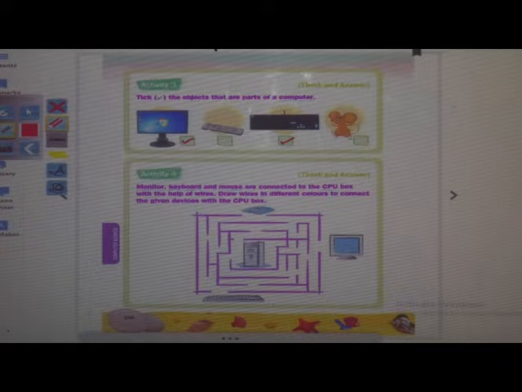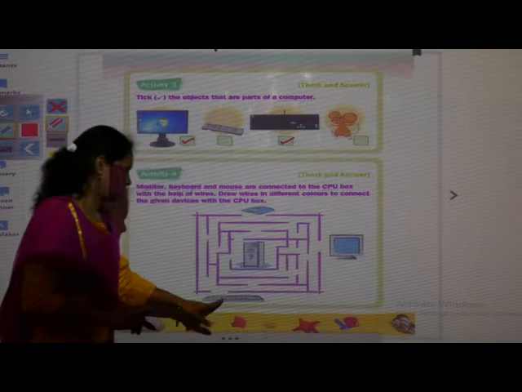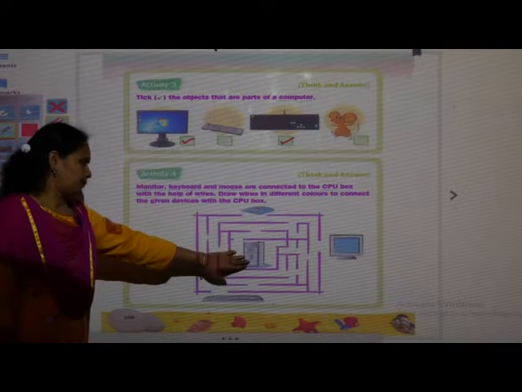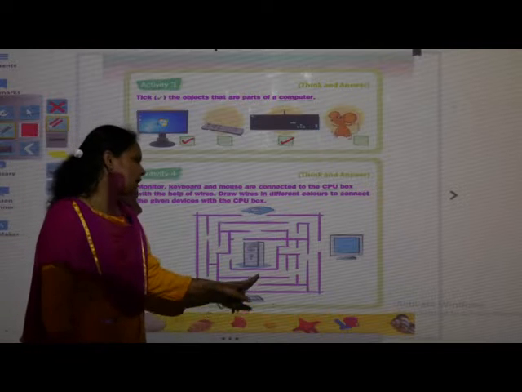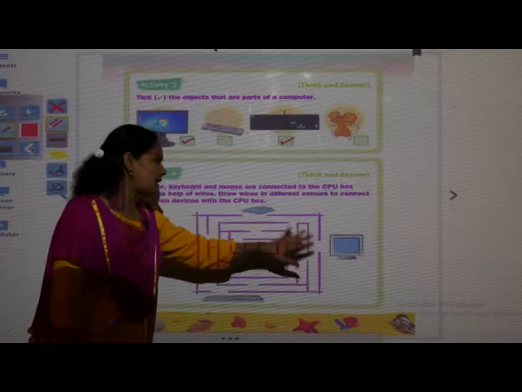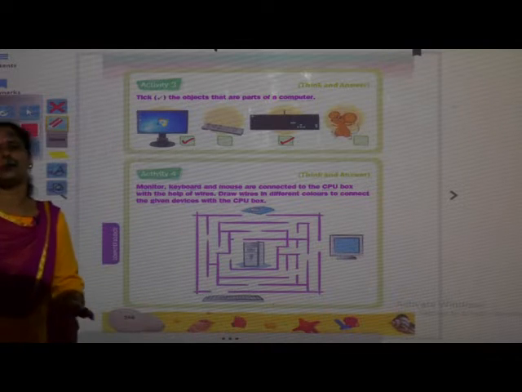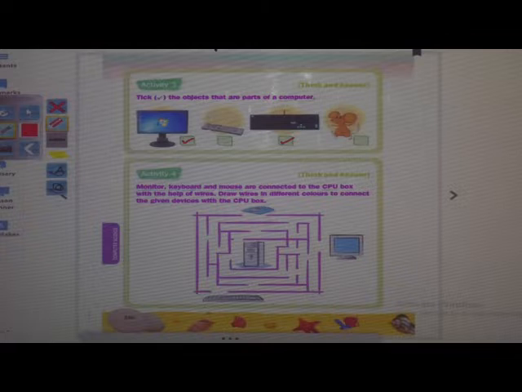Yes. Next, activity number 4. What is it? Yes, it's like a game. You like to play, no? Yes, let us start. Monitor, keyboard and mouse are connected to the CPU box with the help of wires. Draw wires in different colors to connect the given device with CPU box. So you can see different parts of the computer, but the main brain of computer, that is CPU, is in the middle. So you have to join with the help of wire all these parts of computer. If you join with the help of wire to CPU, then only the computer will work. So you have to join it.